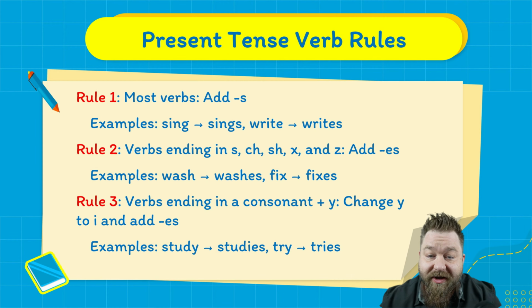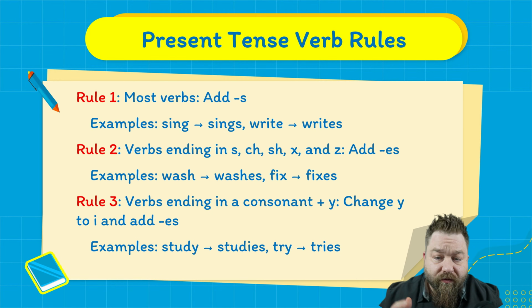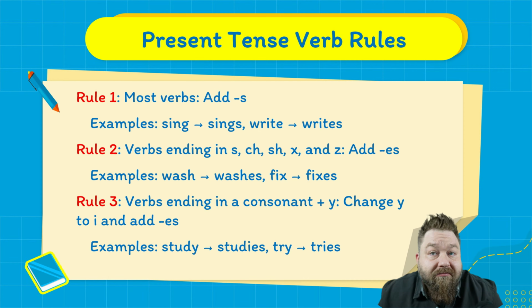Well, how do we do that? Let's take a look at some of the rules. There are 3 of them. Rule number 1. You love rules, right? Most verbs, we just add the S. Okay, for example, sing becomes sings, write becomes writes. That's pretty easy, right? Most of them, we just add an S.